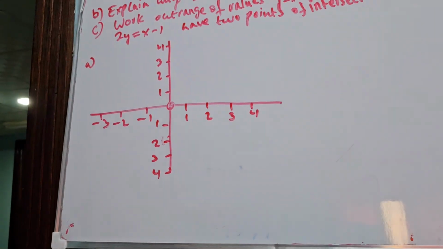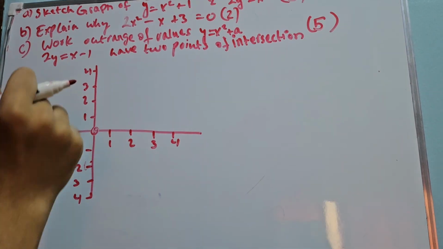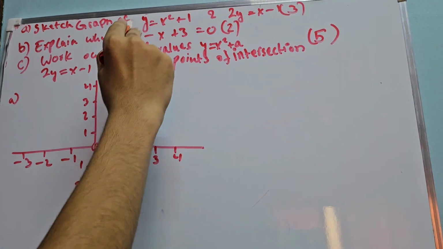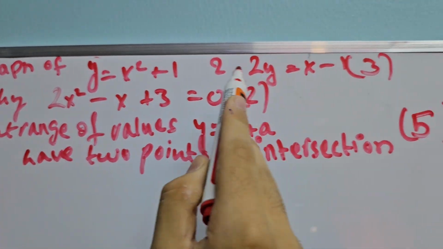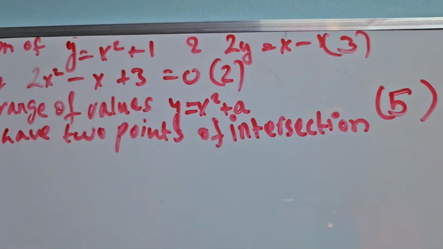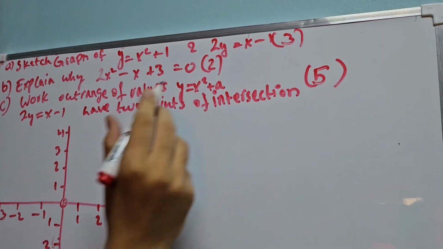IL exam style question, okay? The points of intersection, okay? So we need to sketch a graph of y is equal to x squared plus 1 and 2y is equal to x minus 1 for 3 marks, okay?